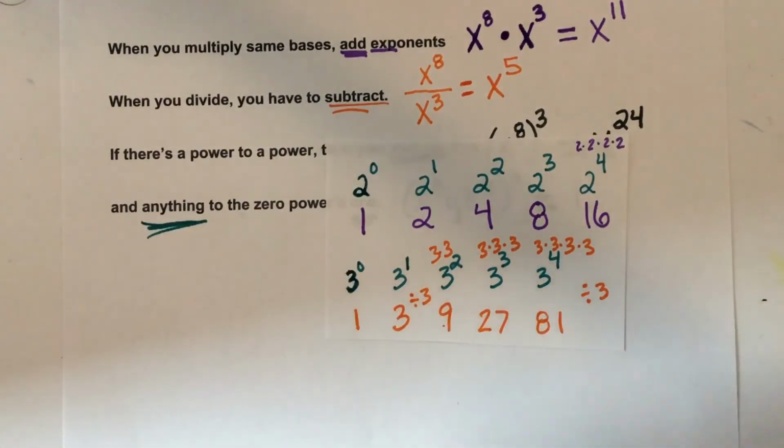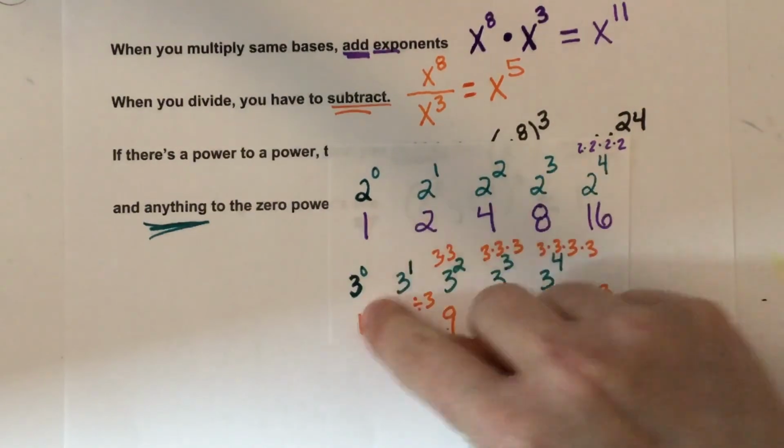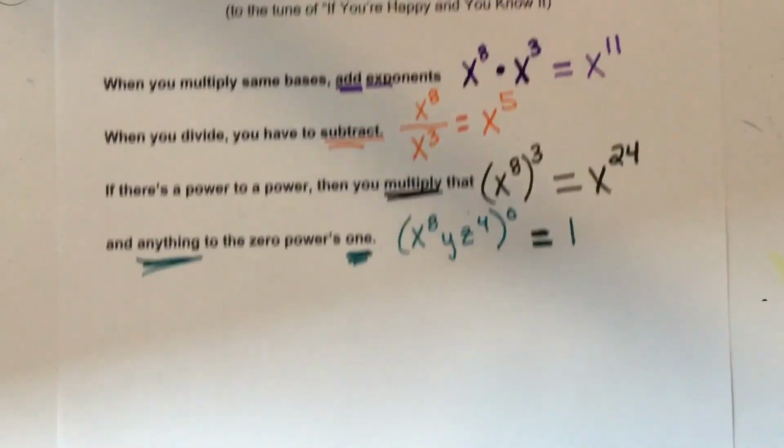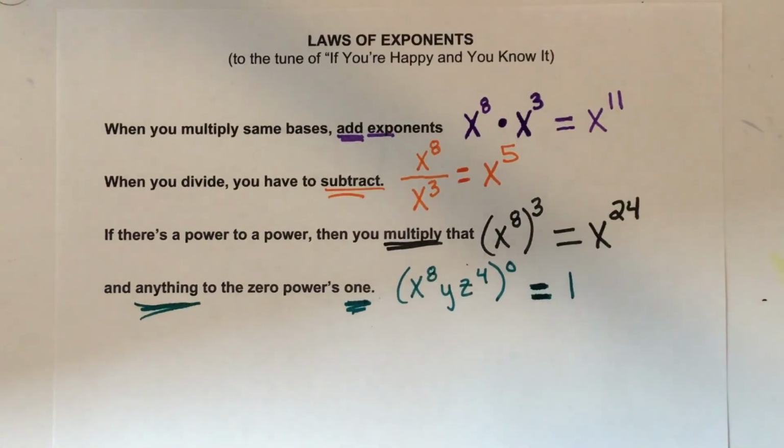And I could do this with every number out there, and this is what's going to happen every time. Anything to the 0 power is 1. So anytime you have stuff raised to the 0 power, the answer is going to be just a 1.